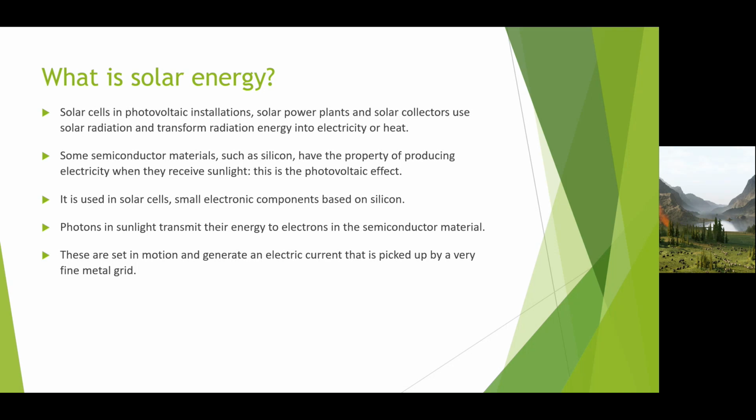It is used in solar cells, small electronic components based on silicon. Photons in sunlight transmit the energy to electrons in the semiconductor material. These are set in motion and generate an electric current that is picked up by a very fine metal grid.